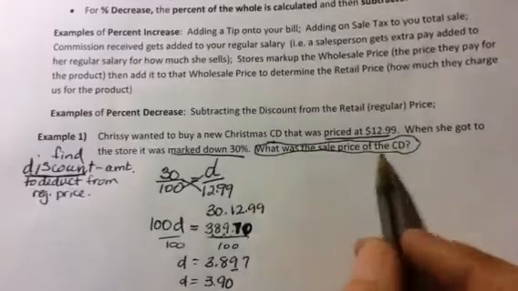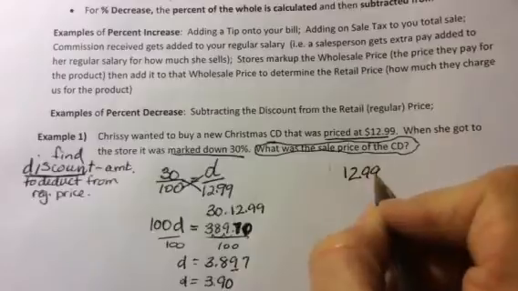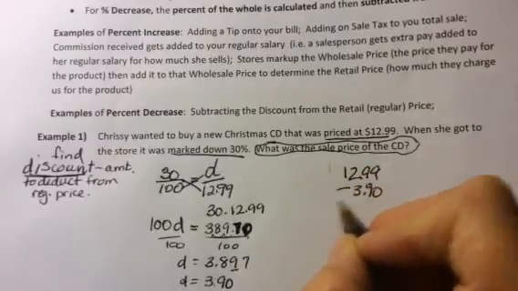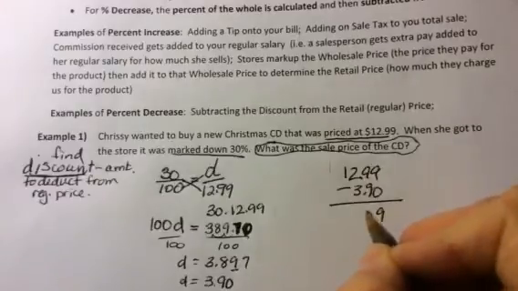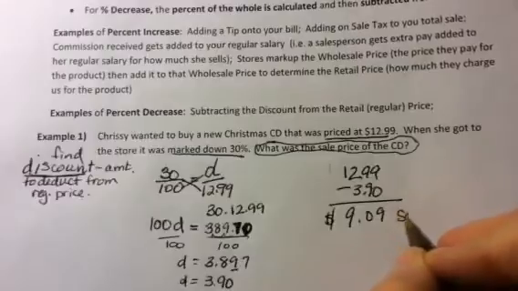So now what's the sale price? We'll have to take the regular price, which is $12.99, minus the discount, $3.90, and when I subtract, I get $9.09 is the sale price.